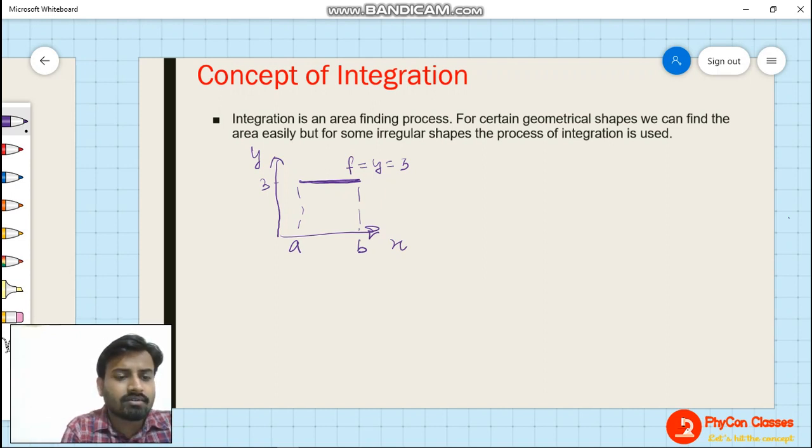Better take any constant, okay? Better take any constant. So when taking 3, better take any constant k.